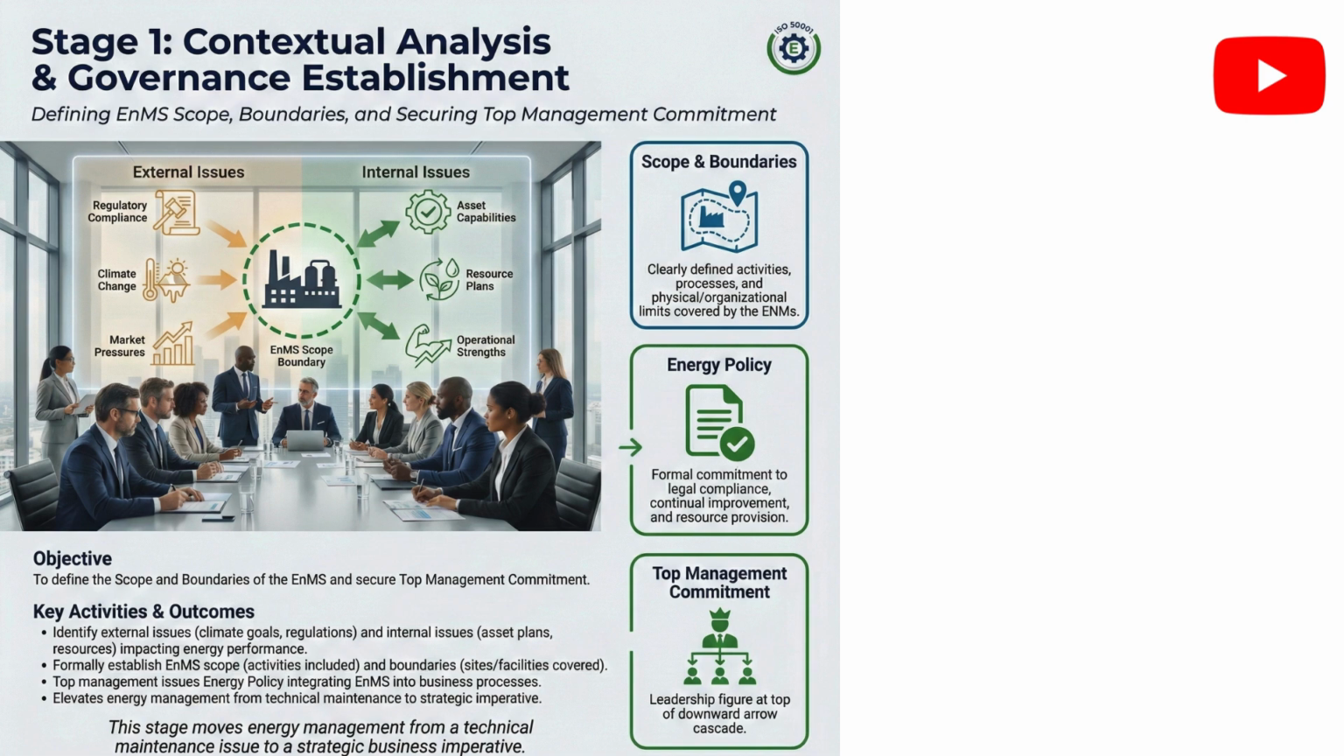With that context mapped, top management now formally defines two critical elements: the scope, which activities, processes, and sites are included in the ENMS, and the boundaries, the physical or organizational limits of the system. But the most powerful output of this stage is the energy policy. This is leadership's formal commitment in writing to comply with all legal and other requirements, continually improve energy performance, and provide the resources needed to meet objectives and targets.